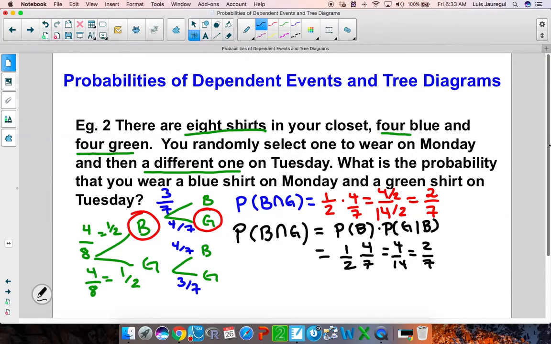So notice again, since we know these were dependent events, we could have used this formula. The probability of A and B, or A intersection B, is just the probability of A times the probability of B given A. So you have 2 different approaches for this problem. You could have used your tree diagram, or you could have used your formula for dependent events.